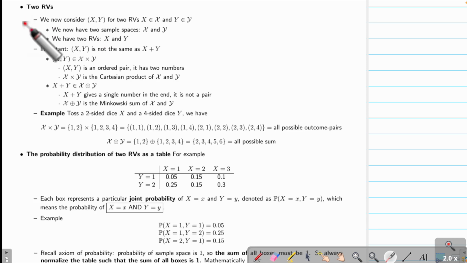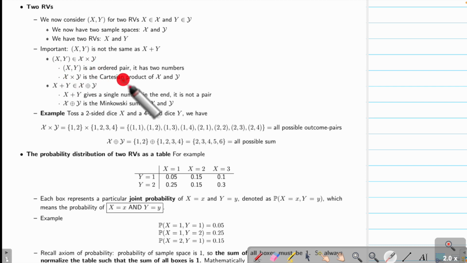Now we go back to the lecture notes on two random variables. So now we have two sample spaces, calligraphic X and calligraphic Y. We have two random variables, X and Y. An important note: the ordered pair (X, Y) is not the same as X plus Y. The pair (X, Y) is the Cartesian product, X cross Y, okay?